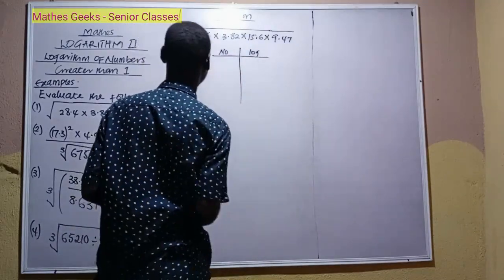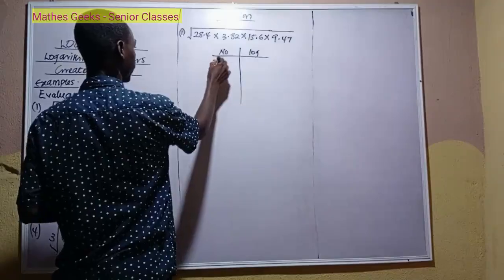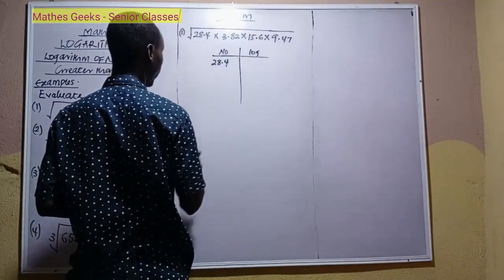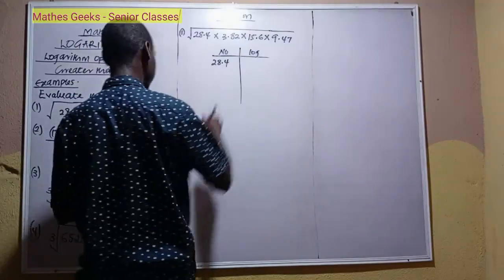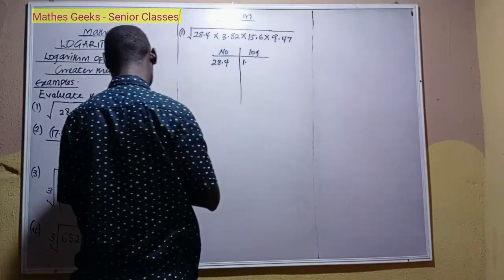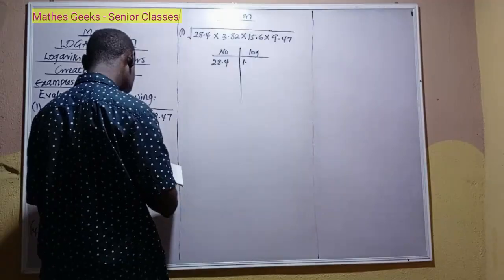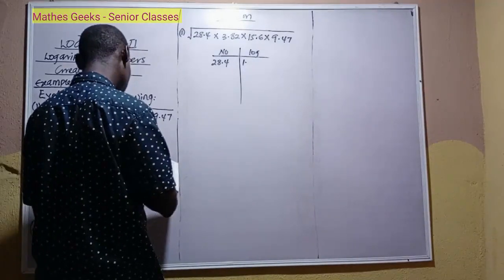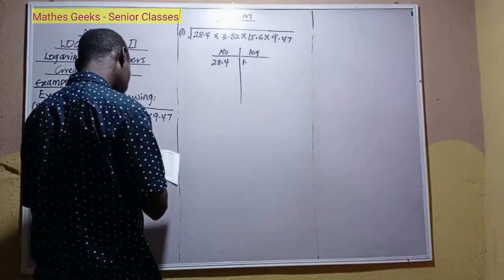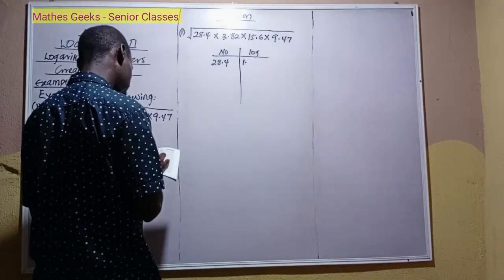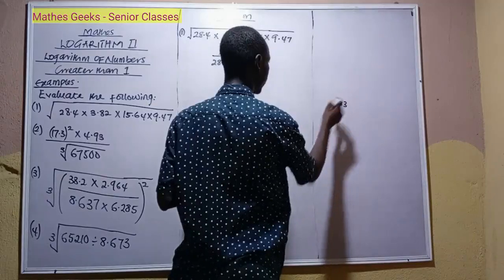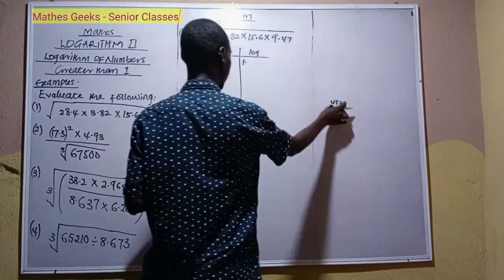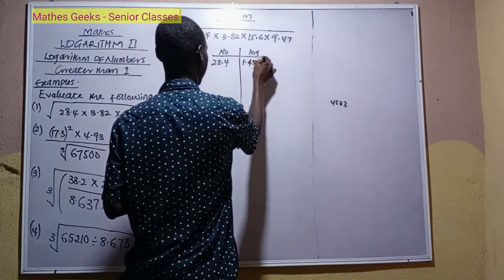Log. So we're going to have 28.4. Our characteristic here is 1. So 28 under 4. 28 under 4 is 4533. Okay, that difference 4533.